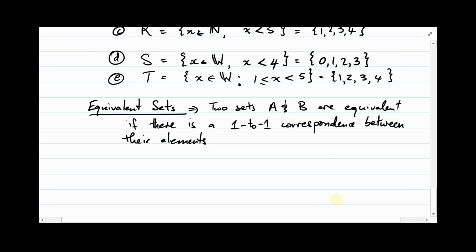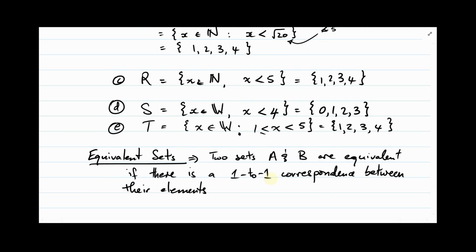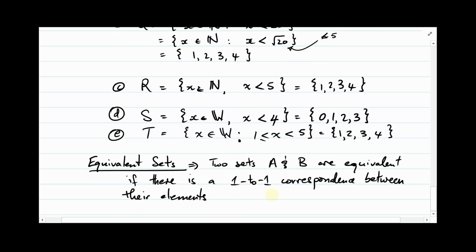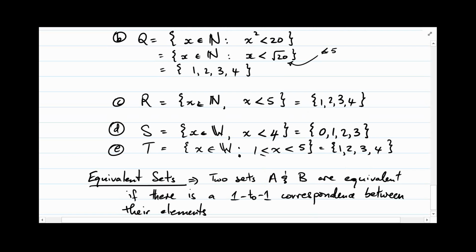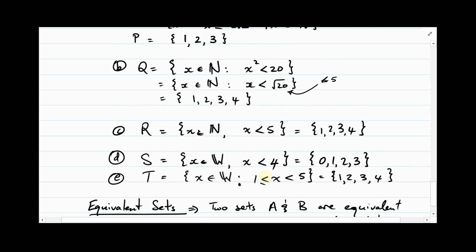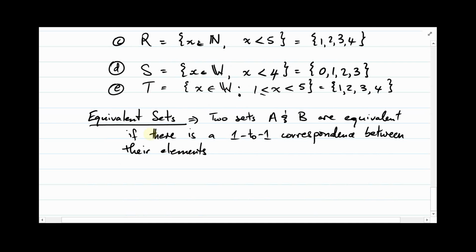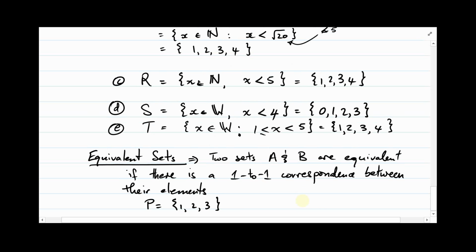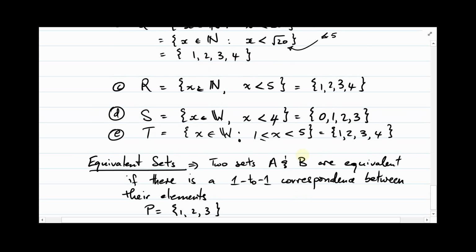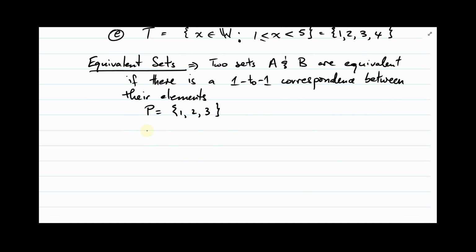Okay, so if we look back, we had set Q, R, well, I have a lot of things. PQR, set P was 1, 2, 3. Let's look at set P, set Q, set R, and set S. Set P, set R, and set S.